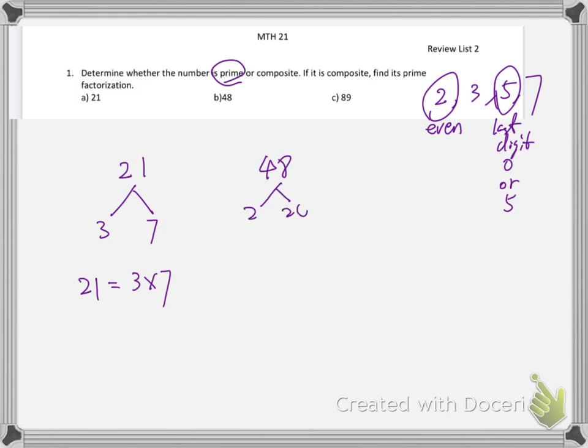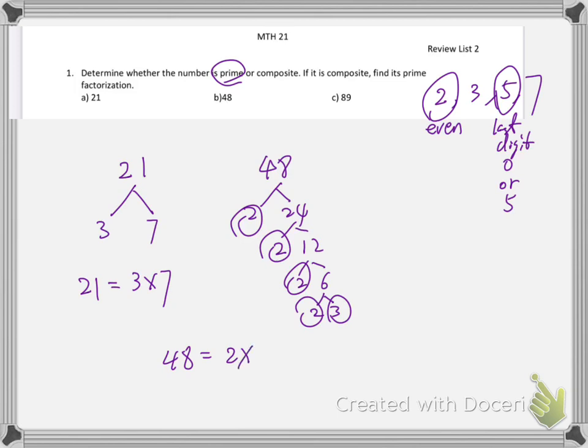2 times 24, and then 2 times 12. 2 times 6 is 12. 2 times 3, right? So now 48 is what? It is 4 number 2s and the number 3. So that is the prime factorization of 48. Okay, 48. So now what about 89?